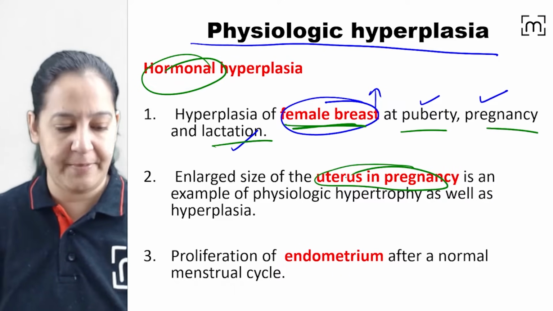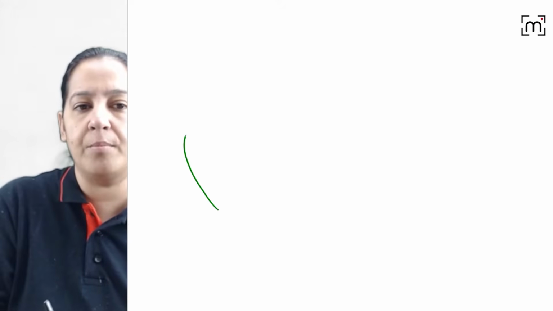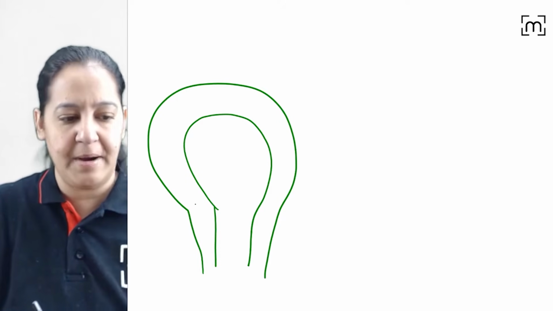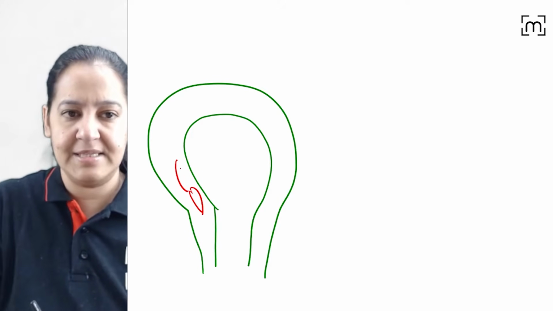Uterus of the female during pregnancy. So let me draw a uterus for you and let me show you this is a normal uterus. The size of the normal uterus, and this is the myometrium. You know, uterus has 3 layers: endometrium, myometrium and serosa. So I have drawn the myometrium and these are the myometrial cells. These are the cells of the myometrium.